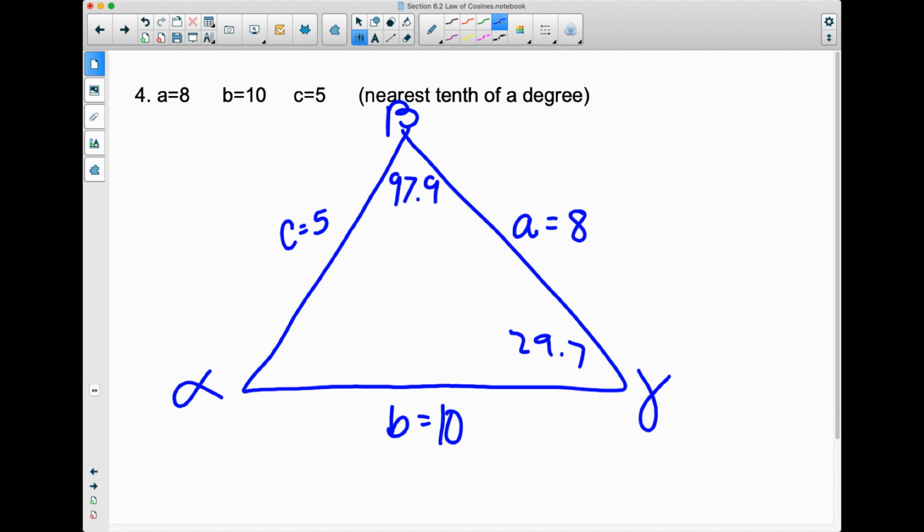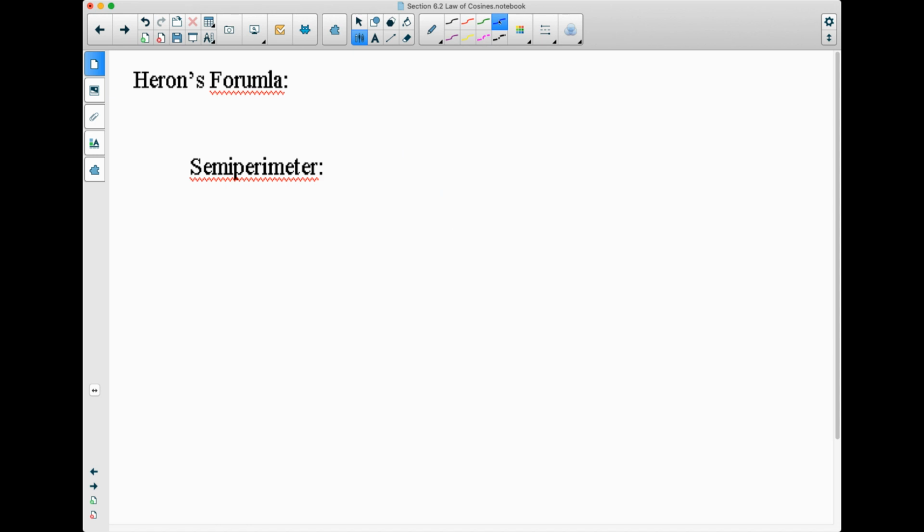Okay. And who wants alpha? Okay. Anyone get anything different from those three angles? Anyone need me to walk through any of those answers? Okay, awesome. So Heron's formula is another formula.